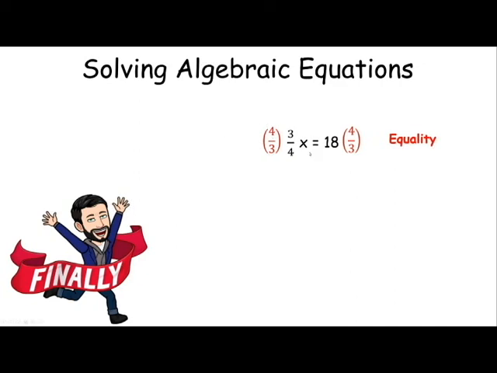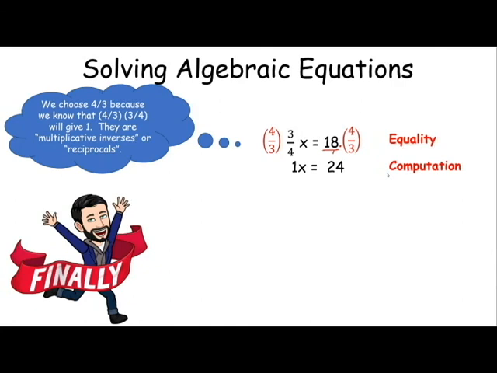4/3 times 3/4 is going to give you 12/12, which is 1x when you do your computation. And 18 times 4/3 is 24. Now, I don't really have time to talk about multiplying fractions together. If this is challenging for you, you may want to go back and review that. Just keep in mind that this is the same as 18/1 times, and you multiply the numerators, multiply the denominators.